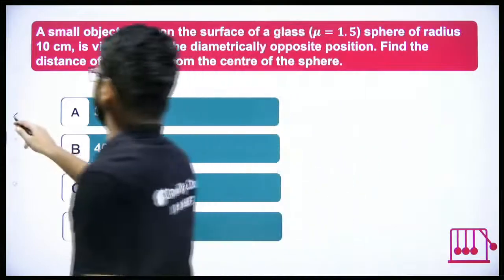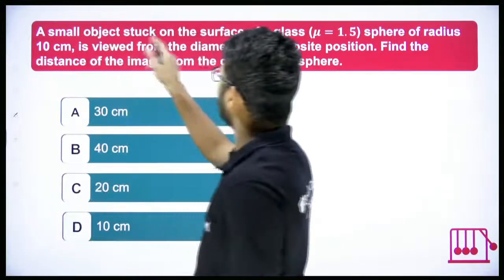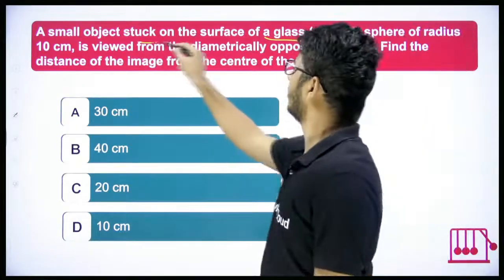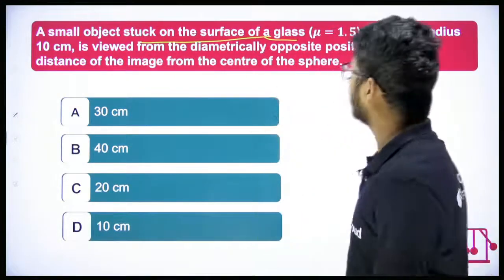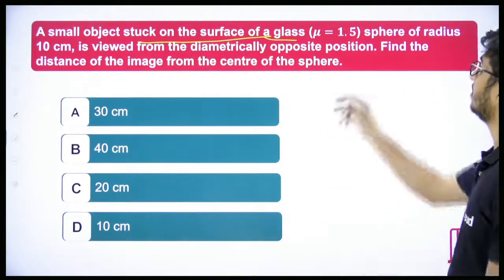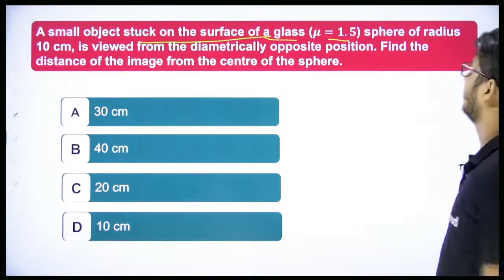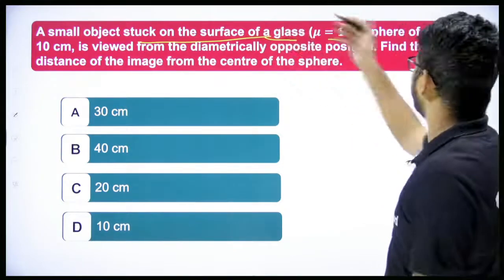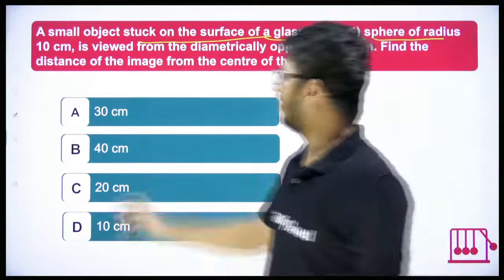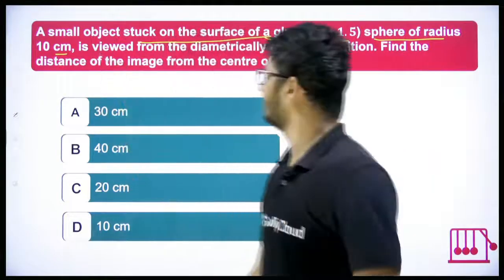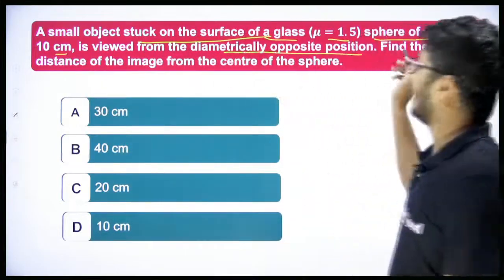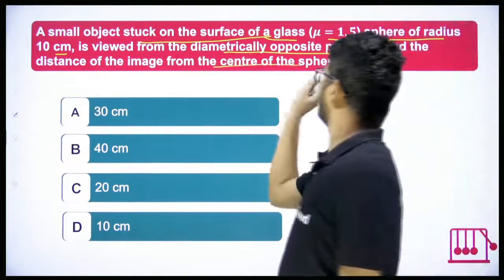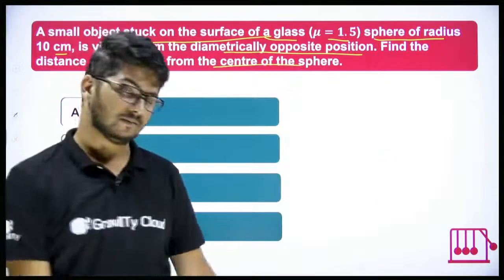A small object stuck on the surface of a glass. Now, this is an interesting question. You have to read that carefully. Stuck on the surface of a glass, refractive index is given as 1.5. Okay, refractive index of glass. So a small object stuck on the surface of a glass sphere of radius 10 centimeter is viewed from the diametrically opposite position. Find the distance of image from the center of the sphere.